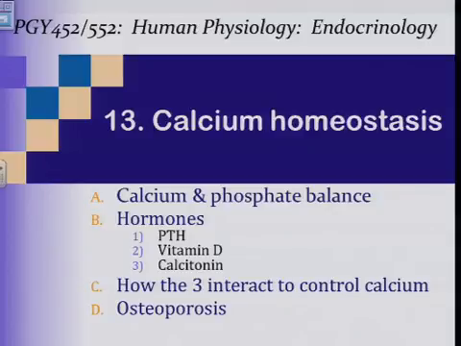Calcium homeostasis is about calcium, but it's also about phosphate ions in the bloodstream as well. It involves 3 hormones, and then we'll go over the hormones and how they interact to control calcium in the bloodstream. And then we'll touch real briefly on osteoporosis.